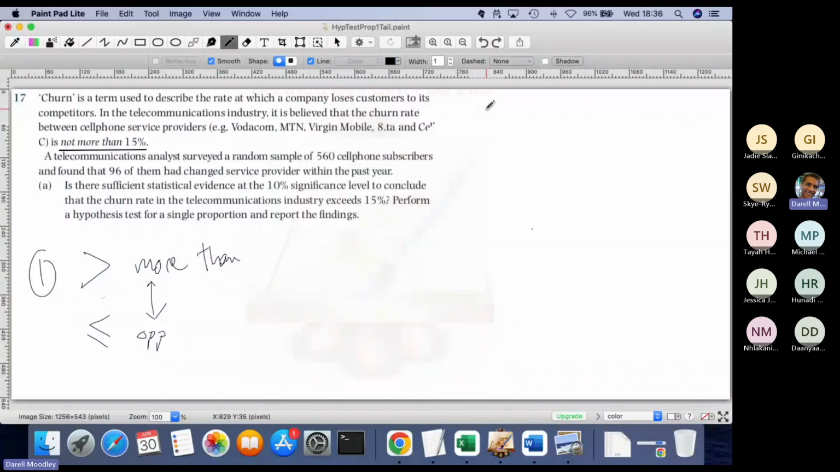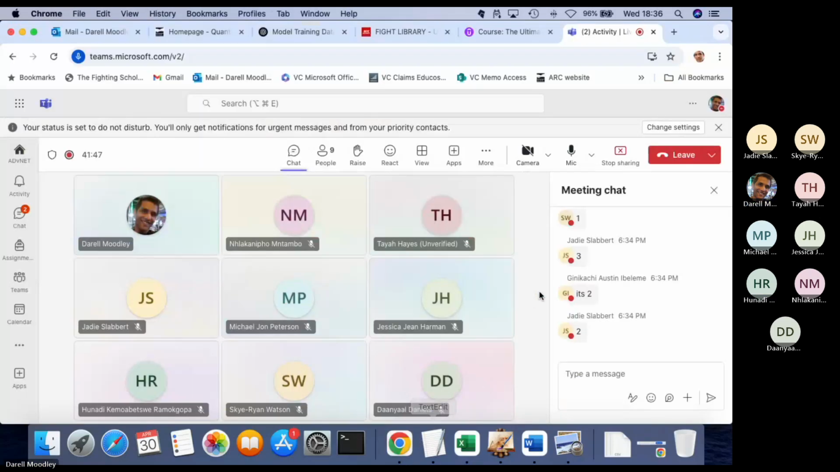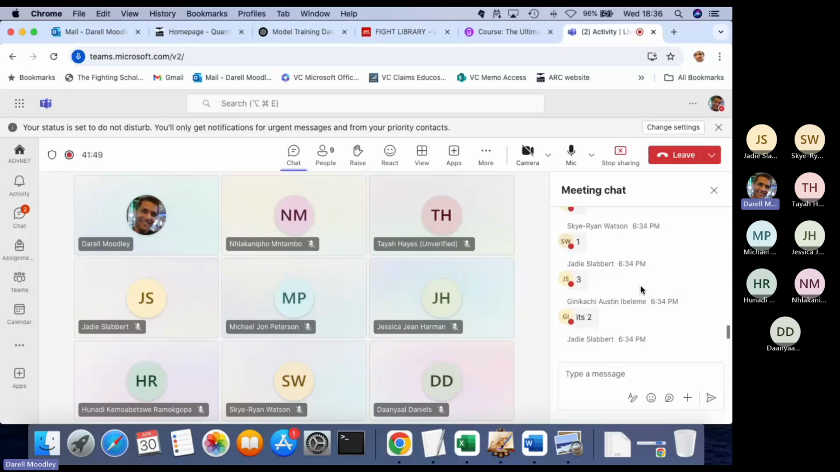All right, so if I had my H0 and my H1, this symbol would be here, and the opposite of that would be this. And we're checking for 15%. If you look at what I underlined here, 15%, you can put 0.15 or 15%, it's the same thing. And now we're not testing means, we're testing proportions, which is pi, so not mu. Everyone understand what the opposite of that is?